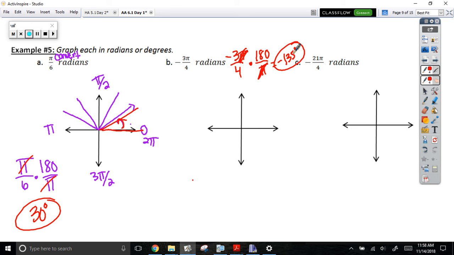So about negative 135 will be somewhere over here. Make sure you have your arrow drawing down, since it's a negative.